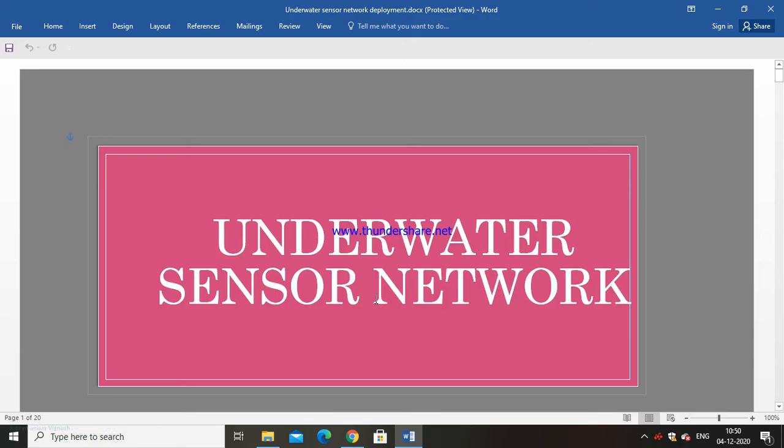Good morning everyone. Today we are going to see a topic about underwater sensor network deployment. Before we enter into the topic, we will see a brief introduction about what an underwater sensor network is. An underwater sensor network is nothing but a sensor network submerged in water: a network of self-powered sensor nodes and autonomous vehicles deployed underwater, performing collaborative tasks using acoustic links. Each node is deployed underwater and they communicate with each other using acoustics.